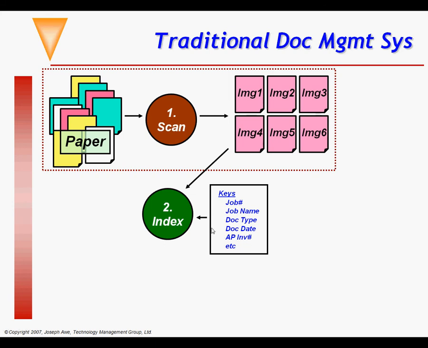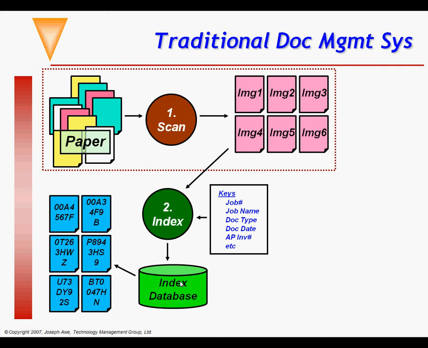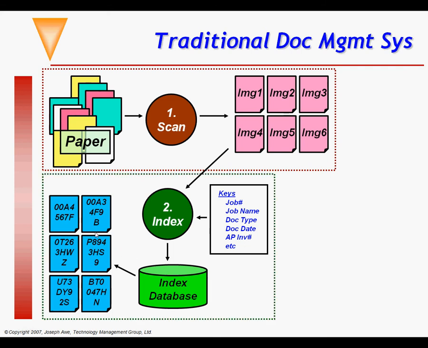Then this goes with a database where it's going to take your job number, your job name, your document type, etc., and use that to help index the file. Once this is done and it's tagged properly, then it's going to go into an index database, which has kind of crazy letters that you can't understand. And this is kind of how the documents are found.